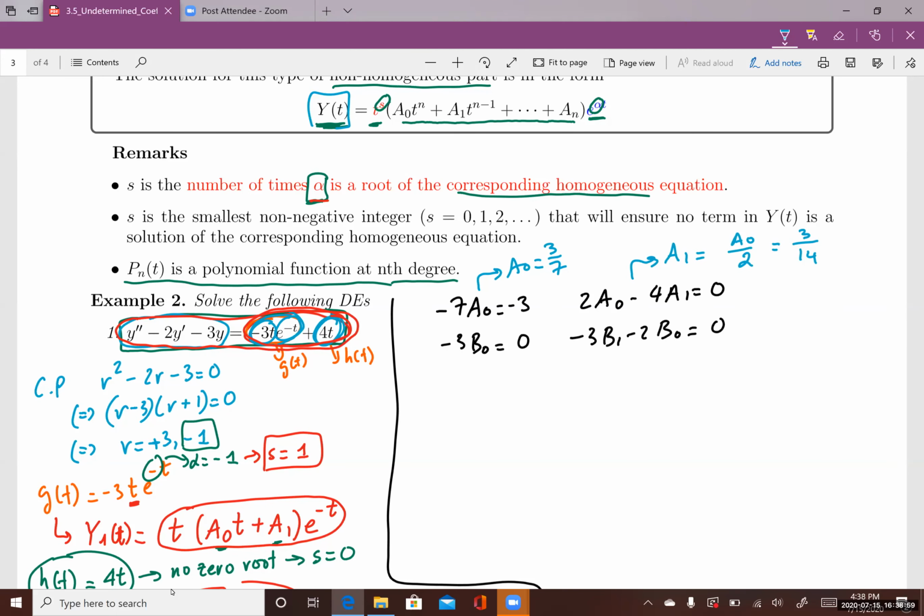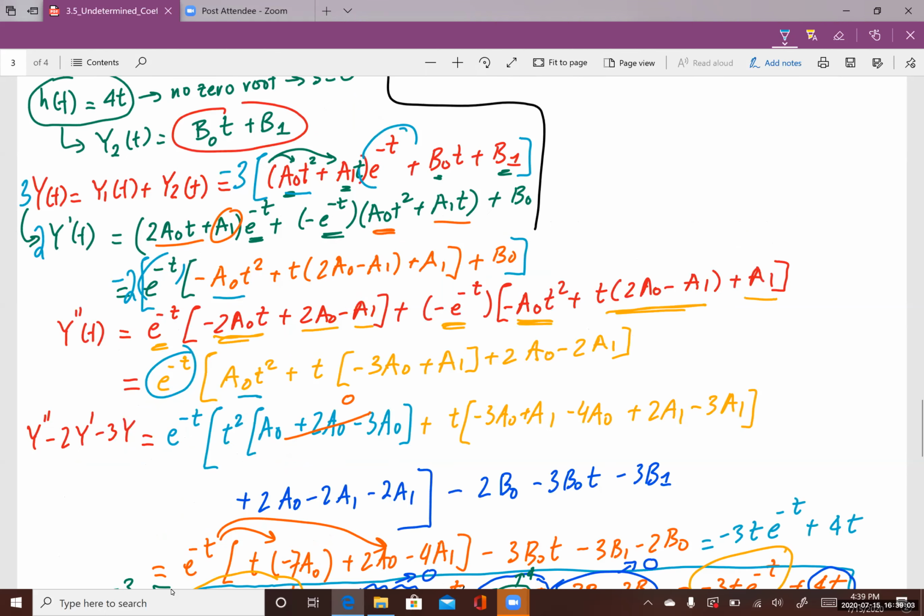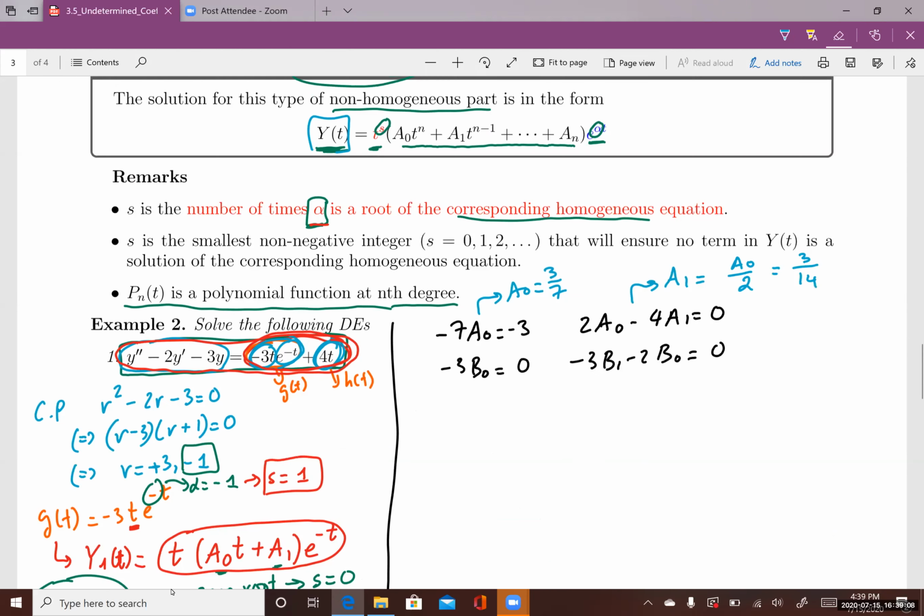Okay. From here, we know that negative 3b0 should be equal to 4. So then from here, we know that b0 equals negative 4 over 3. And from here, we know that b1 equals negative 2 over 3 b0. So 3b1 equals negative 2b0. Then it's going to be negative 2 over 3 times negative 4 over 3. So that's going to give you 8 over 9.